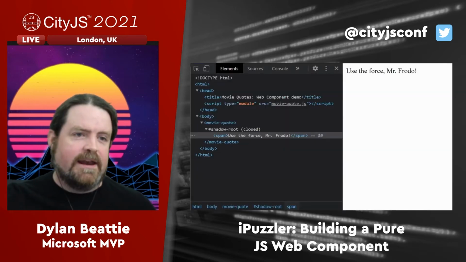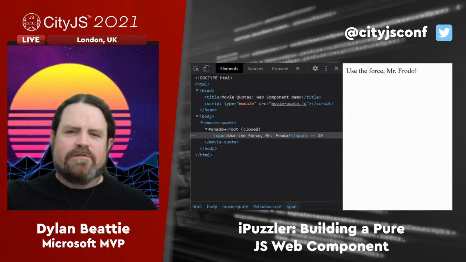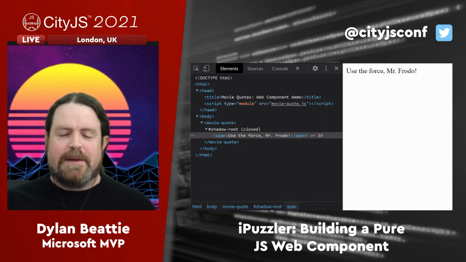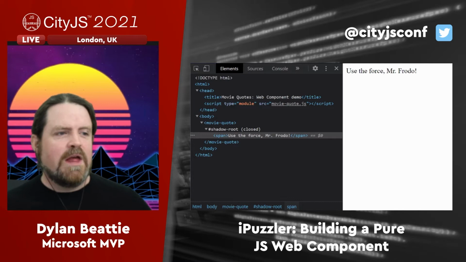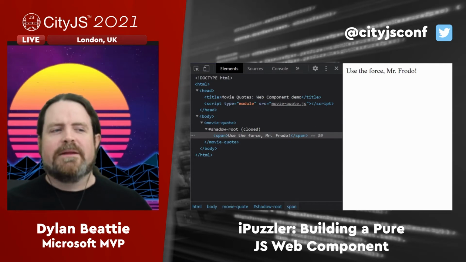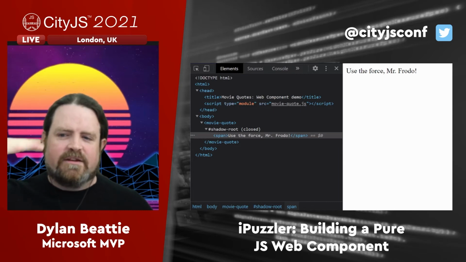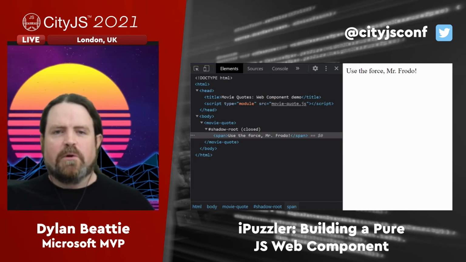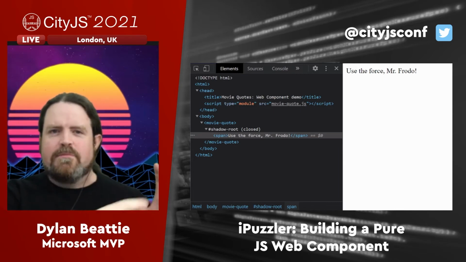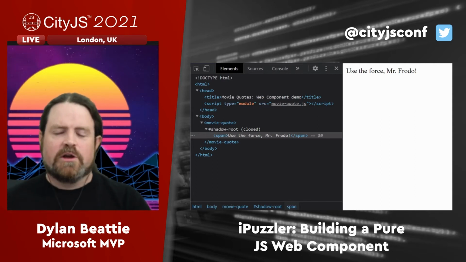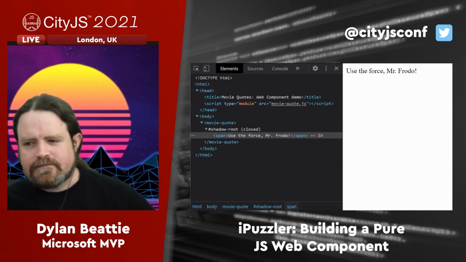And when we run that, we get this. We get, use the force, Mr. Frodo, the best movie quote in history. And if you look at the inspector here on the left side of the screen, you can see it looks pretty familiar, but then we've got this line in here that says shadow root closed. And that tells us that's the boundary. At this point, it's not the page itself anymore. This is our component now that is responsible for this part of the document object model and markup and everything.